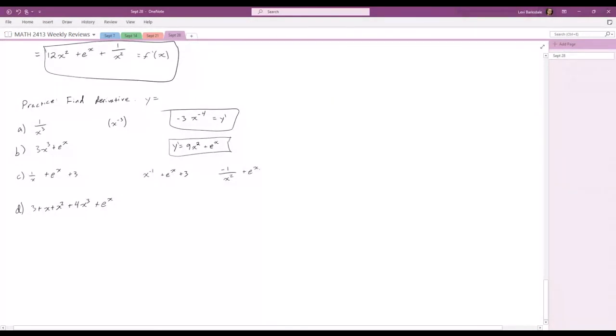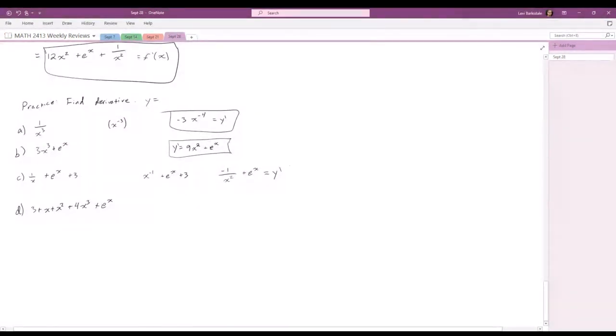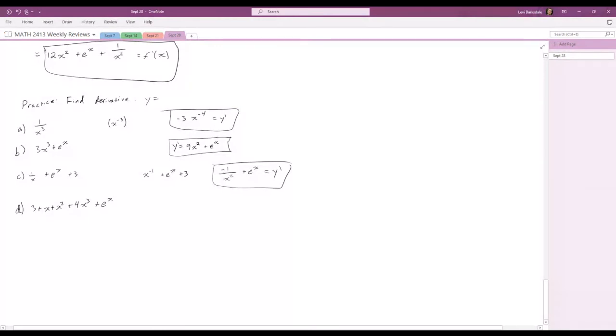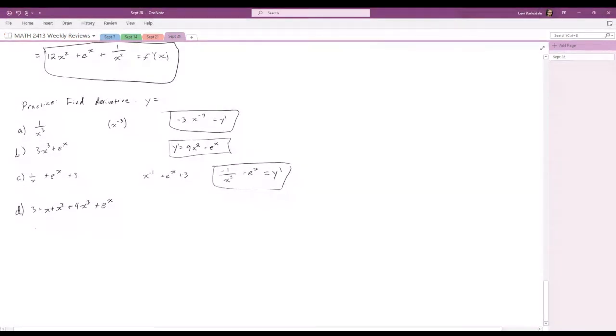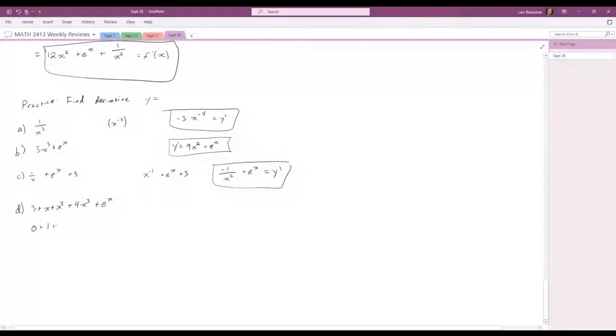Of course, the derivative of x to the minus first, we would use our power rule. That gives minus 1 times x to the minus 2, so then minus 1 over x squared. Derivative of e to the x is e to the x, and the derivative of 3, because 3 is a constant, goes to 0. Our last one, we can just take the derivative straight across. Derivative of 3 is 0. Derivative of x is 1, because it has an exponent of 1. It would be like saying 1 multiplied by x to the 0th by our power rule. X to the 0th is just 1. So that gives 1.